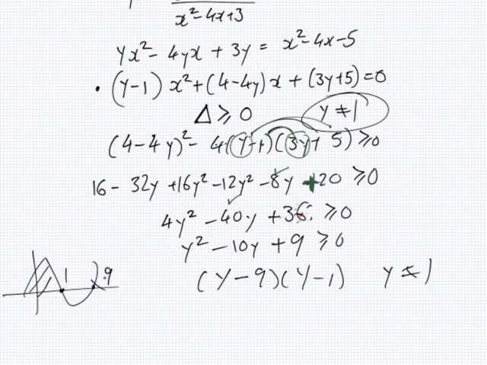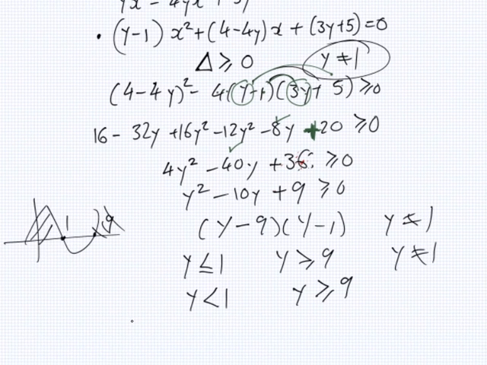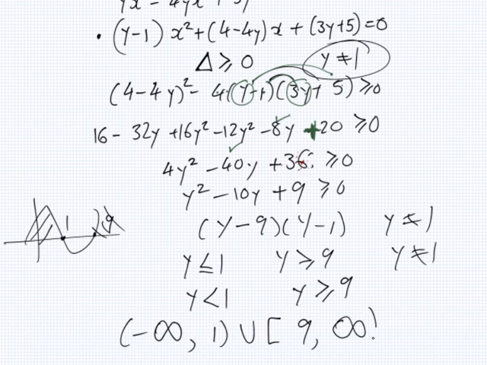This part, y less than or equal to 1, y greater than or equal to 9, y does not equal 1. So that is y less than 1, y bigger than or equal to 9. So that is minus infinity to 1 union 9 to infinity. That's the answer.